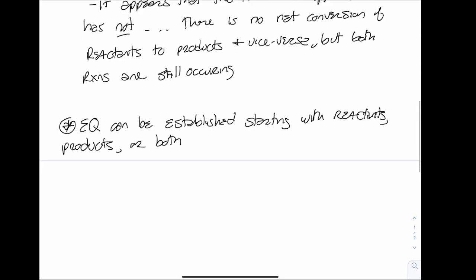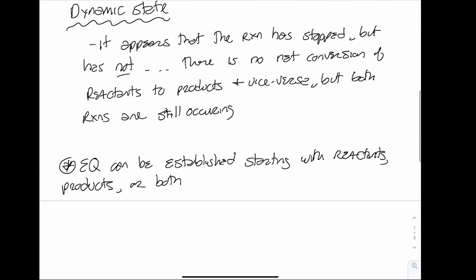At a given temperature, the ratio of reactants and products, again, is going to always be the same, right? Because there's no net conversion, right? It appears that it stopped, but again, those rates are equal.